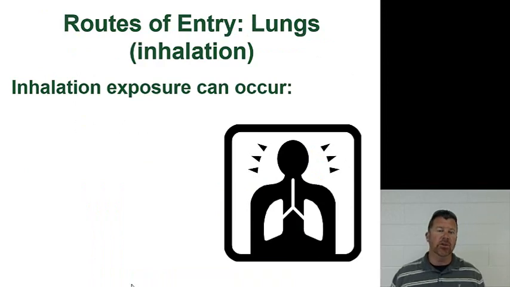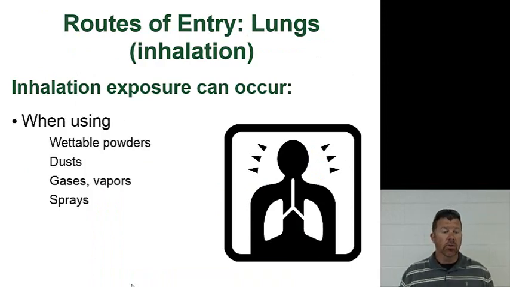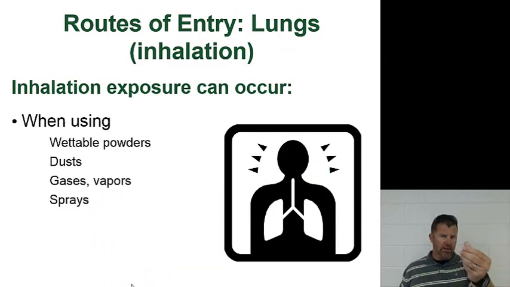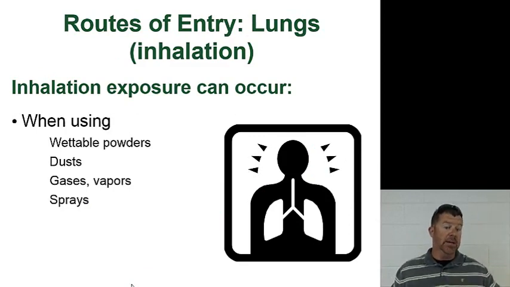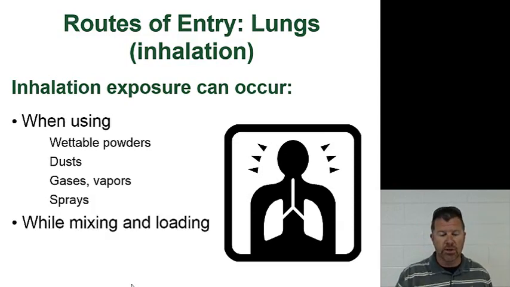All right, routes of entry: lungs, or inhalation. Inhalation exposure can occur when using wettable powders, dust, gas vapors, and even sprays. On a windy day, just spraying Roundup, you may get that mist. And you know how some of these adjustable backpack sprayers are. You turn the nozzle tip one way and you'll have a direct stream, or you can turn it the opposite way and get it all the way down to like a mist. So those sprays can blow back in and you can breathe it into your lungs.